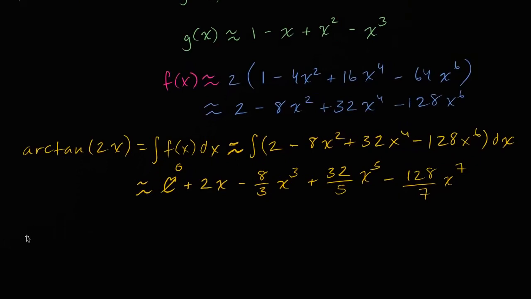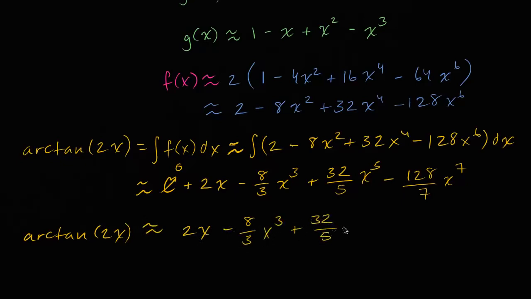We've been able to figure out that arctangent of 2x is approximately equal to 2x minus 8/3 x to the 3rd power plus 32 over 5 x to the 5th minus 128 over 7 x to the 7th. And if we wanted more terms, we could have gotten more terms by just doing what we just did, but doing it for more terms. So hopefully you enjoyed that fairly hairy problem. But as you saw, it's not as hairy as we thought it was going to be.